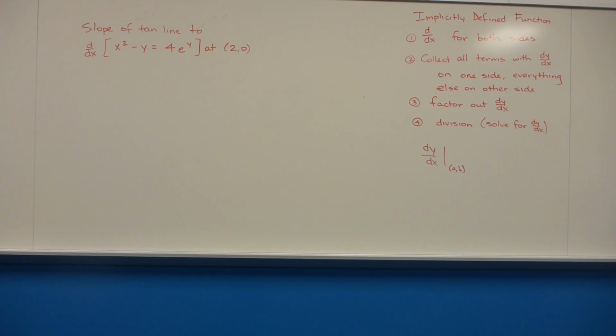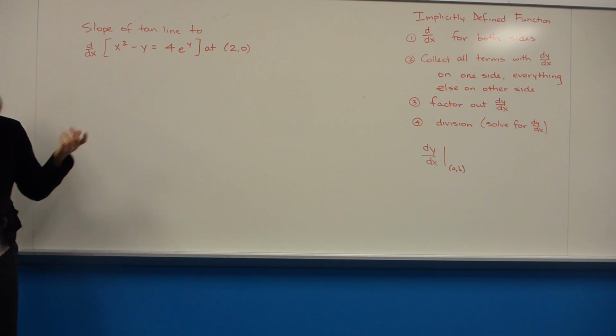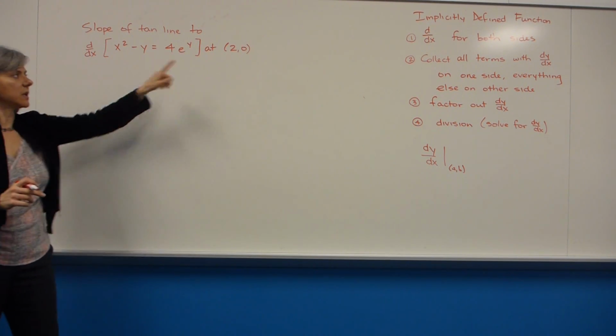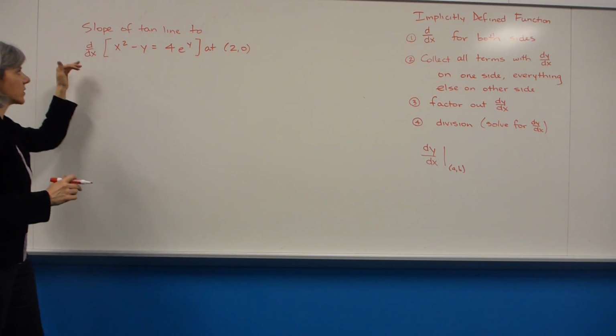All right, so let's look at this one. Slope of the tangent line, we know we need dy/dx, and we're going to plug in this point (2, 0). So we're going to start going across.